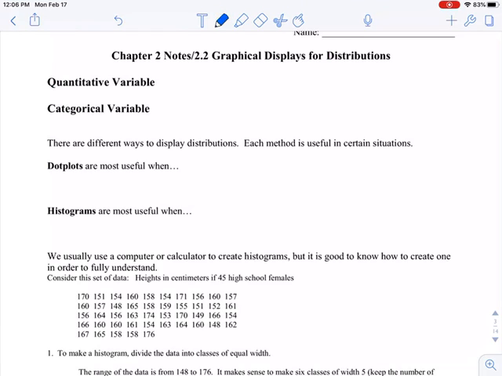In this section, we'll be looking at distributions some more and different ways to display distributions of data. We'll start with some vocabulary. The first word we'll look at is a quantitative variable. A quantitative variable is numerical.